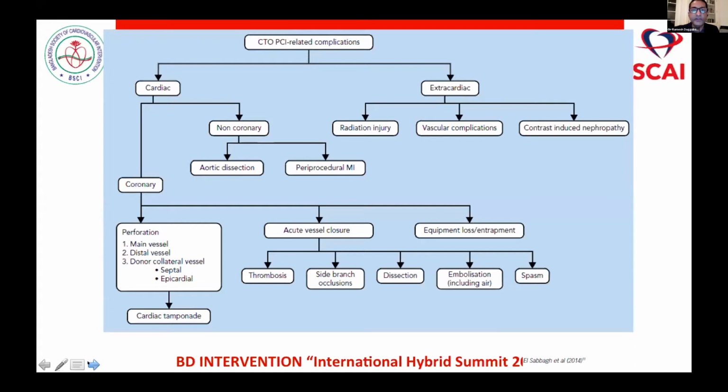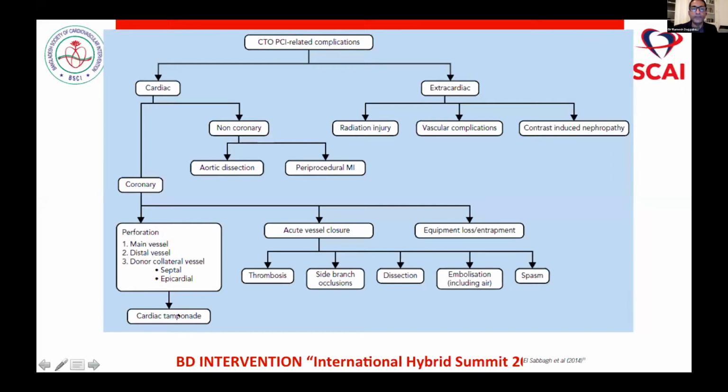This is from Dr. Sabha, and you can look at some similar algorithms from Sanjog Kalra and Robert Riley and others as well. Sanjog has also shown from the Open CTO registry that retrograde CTOs are associated with more complications than antegrade. So the parallel wire technique as well as antegrade dissection reentry are more preferable, and you need to be very careful whenever you go retrograde. But if there is a good channel, you should attempt the retrograde. I'm not saying that you should not.